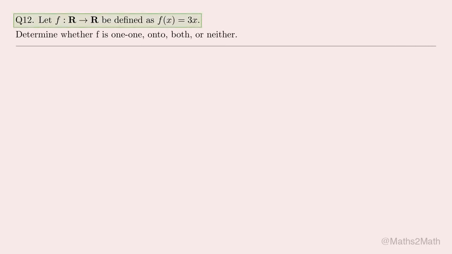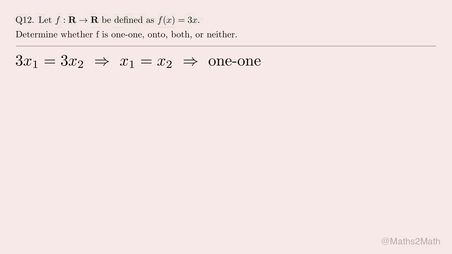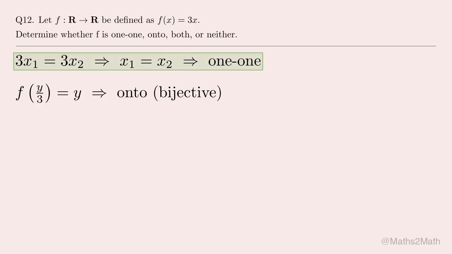And question 12, the last one, multiplication by 3 on the reals. Is it one-to-one, onto, both or neither? One-to-one, if 3x1 equals 3x2, dividing by 3 gives x1 equals x2. Onto, any real y is the image of y over 3, so f is both one-to-one and onto, a bijection. That completes exercise 1.2.